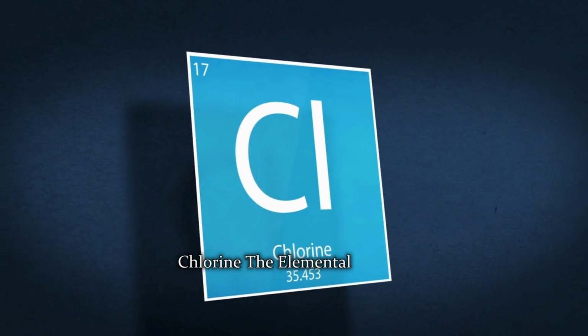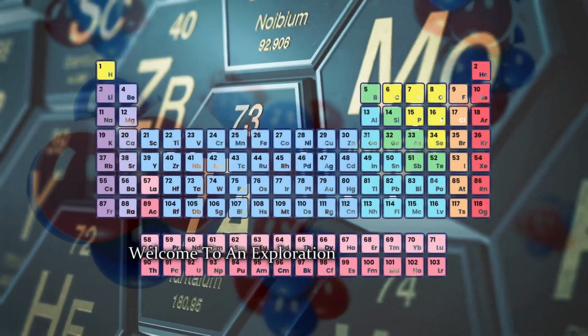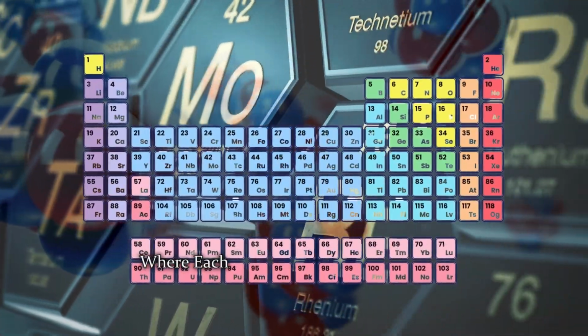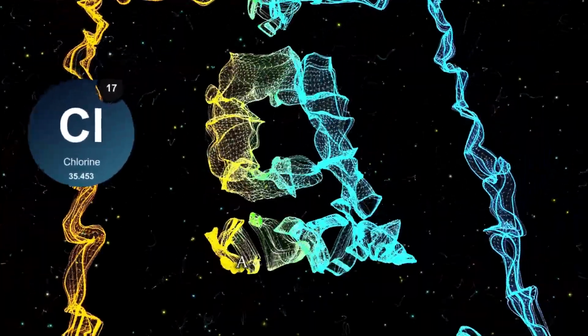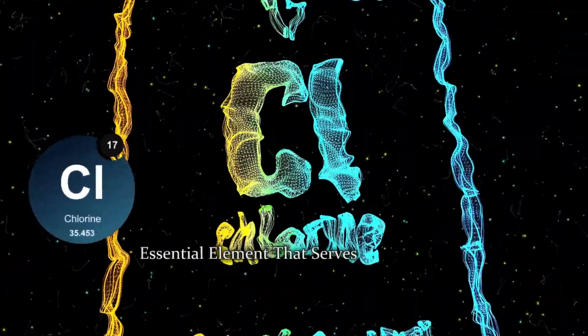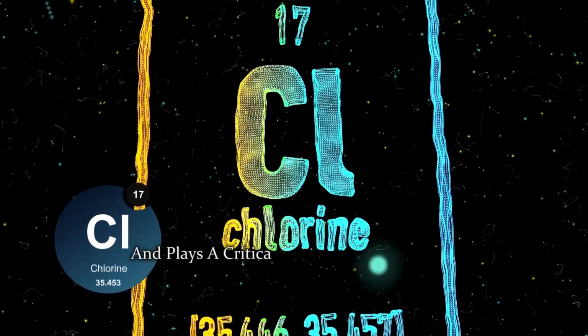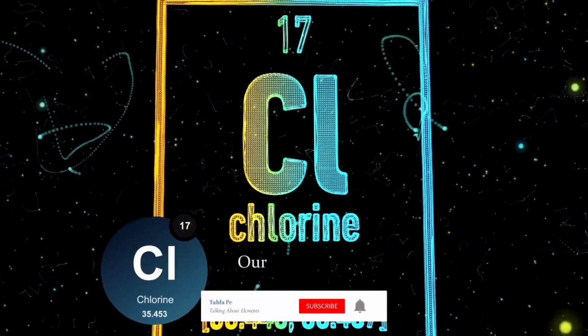Chlorine, the elemental purifier. Welcome to an exploration of the periodic table, where each element tells a unique story. Today, our focus is on chlorine, a powerful and essential element that serves as nature's purifier and plays a critical role in various aspects of our daily lives.